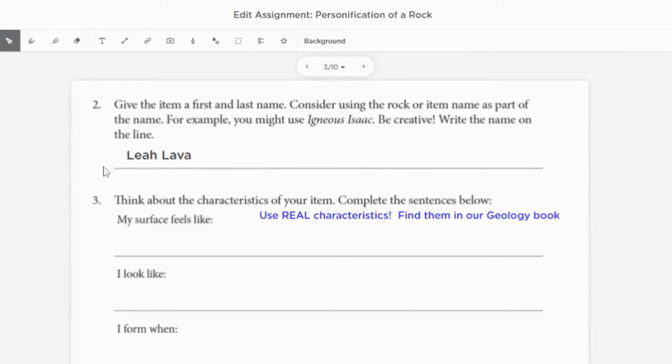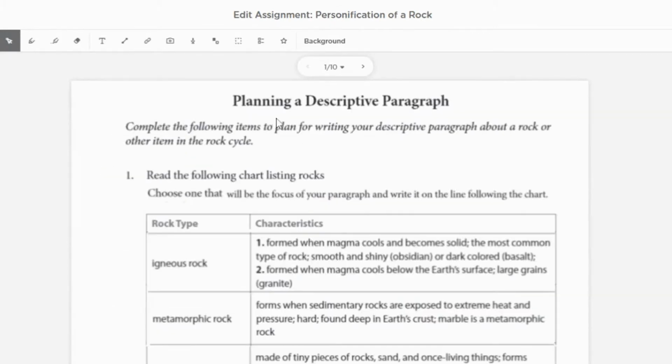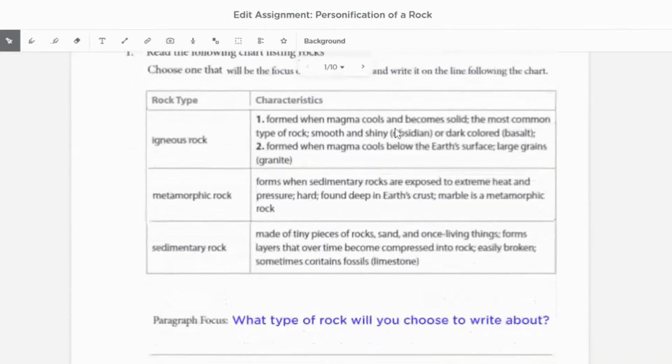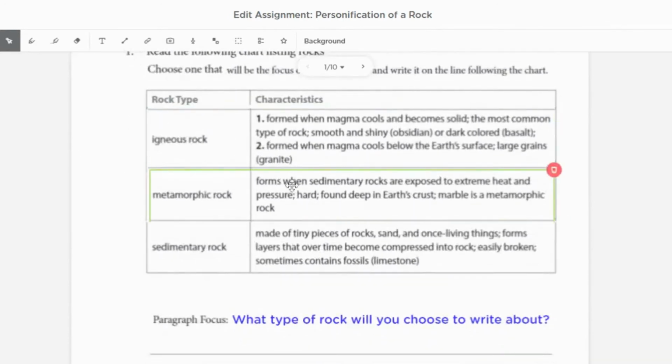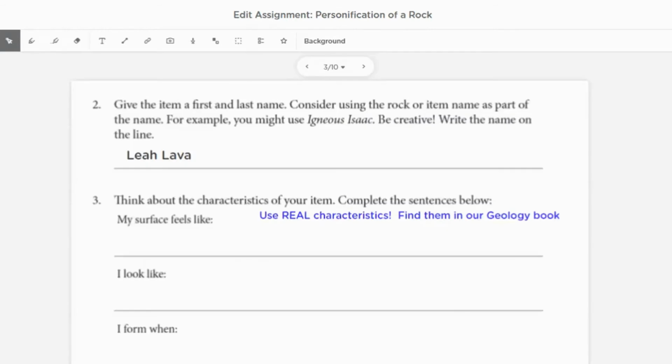The name that I chose was Leah Lava. Notice lava was not one of the rock types that I gave you to choose, but the reason I chose Leah Lava is because I don't want you to copy mine exactly. The next question says, think about the characteristics of your item or your rock and complete the sentences below. And remember, you need to be using real characteristics, and you can find them in our geology book.